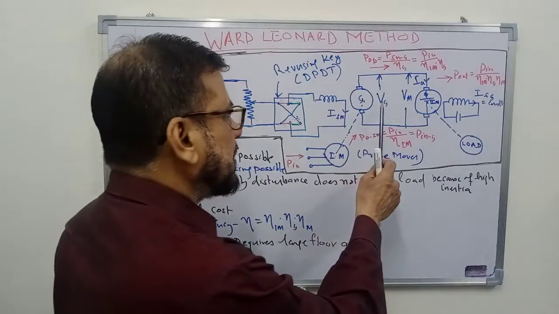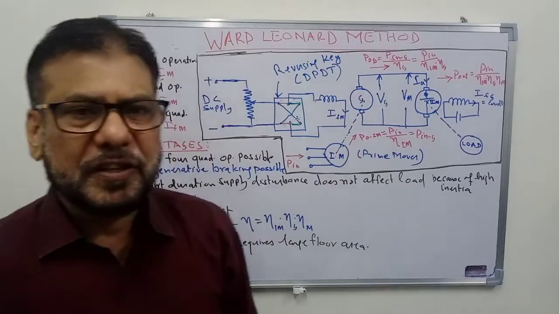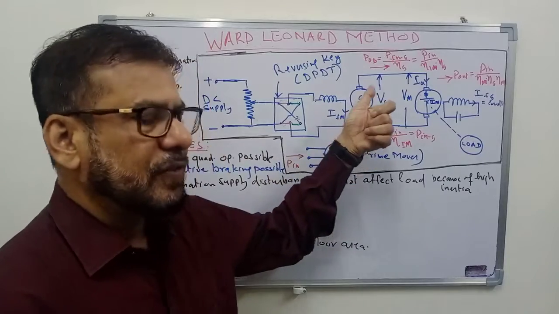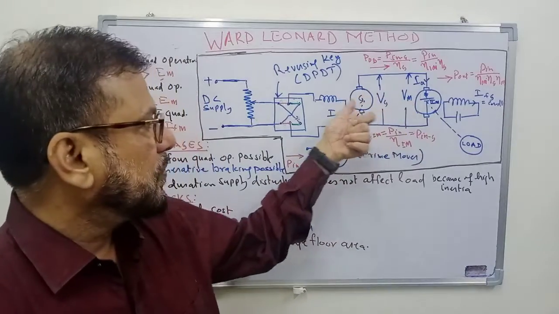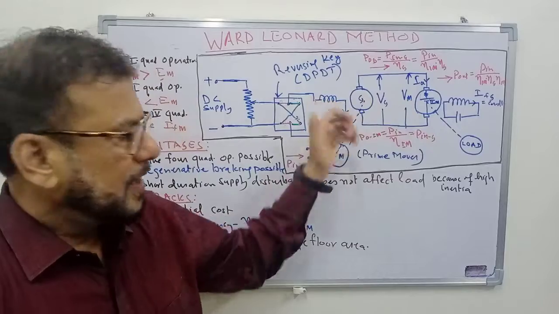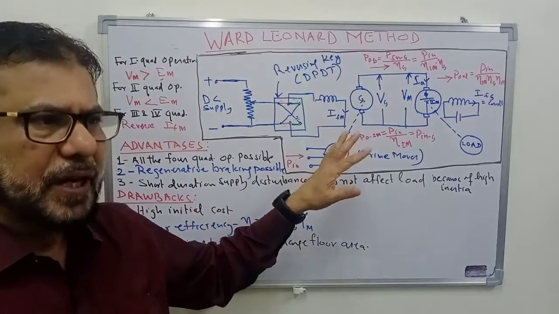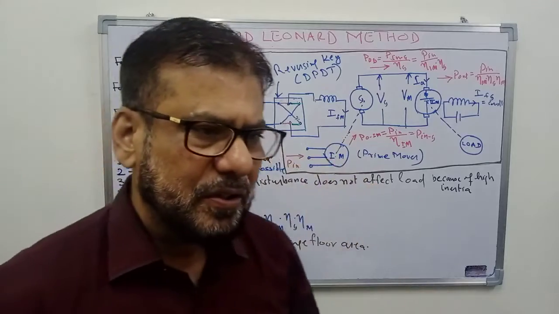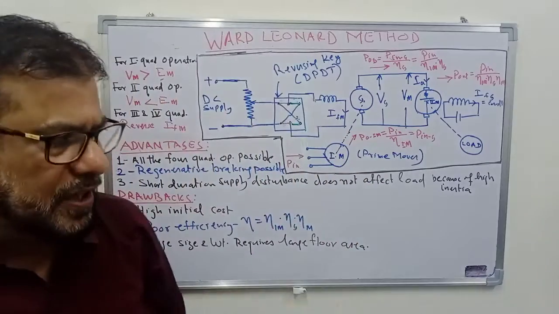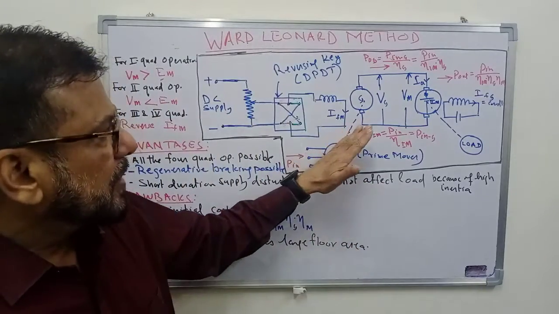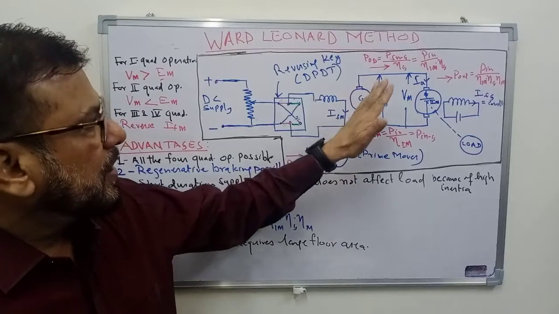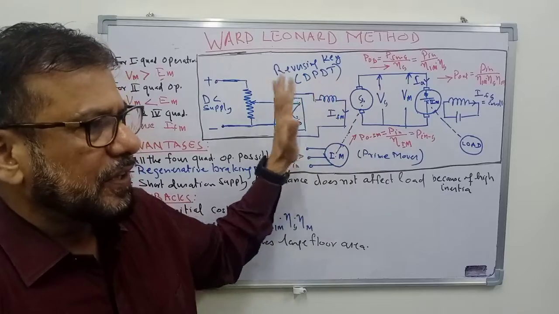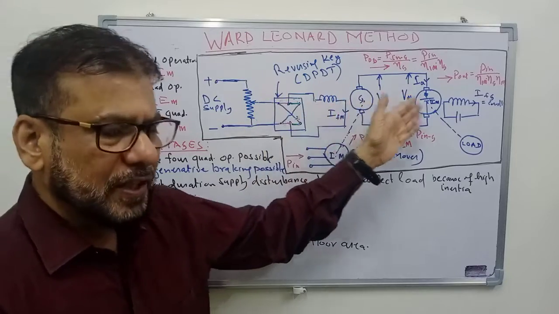And the voltage of the DC generator will depend on the speed, and it will also depend on the flux produced by the field winding. The speed of the induction motor will remain practically constant. You know that this induction motor is almost a constant speed motor, so speed will be basically constant. The flux you can vary, and depending on the flux, the voltage will vary.